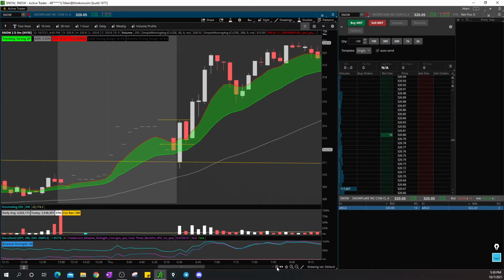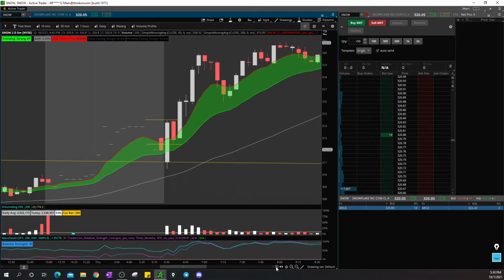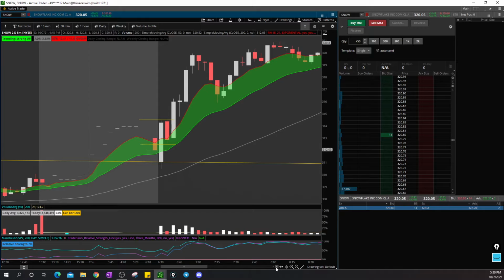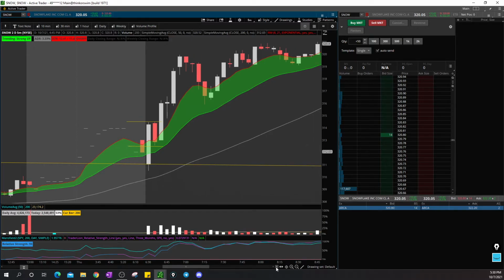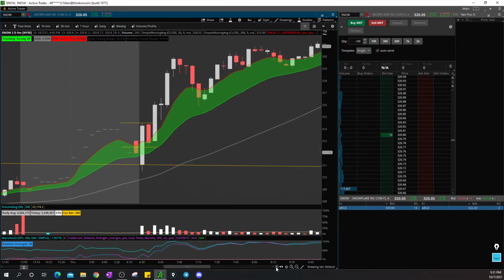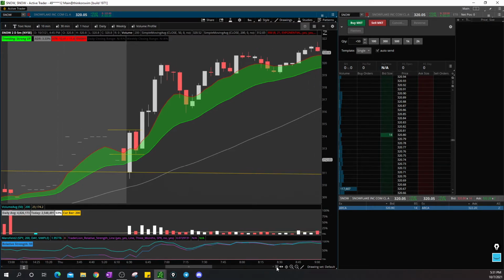Doing another pullback to 320, a little deeper right now to the moving averages. Back to 321 push, and here you go, here's your 321. If you're patient enough, wait, you will get an additional 50 cents. But I would personally be selling probably into these two doji candles. It's okay, 20, 30, 40 cents from the top, that would be perfect with me. So now we're pushing over 321.